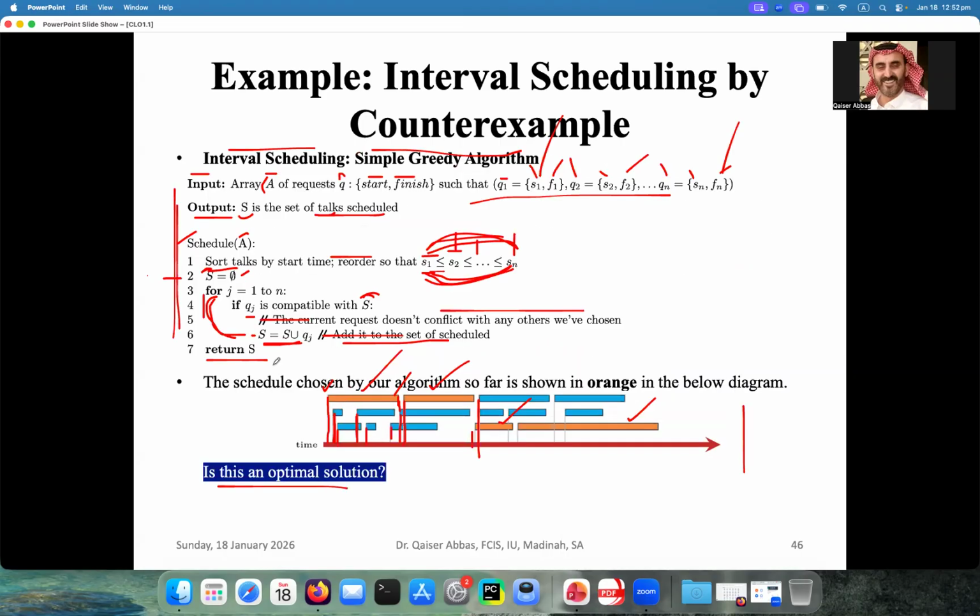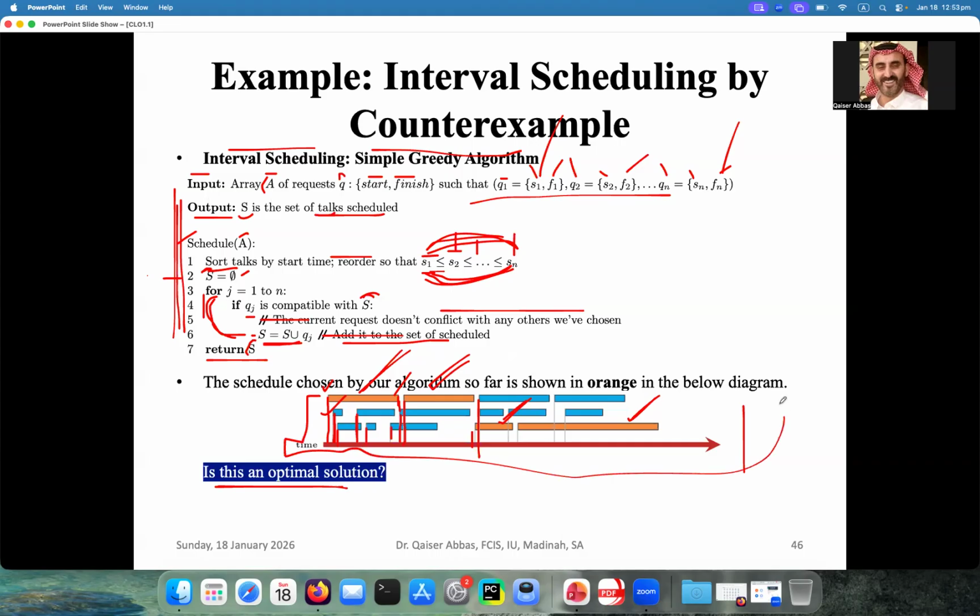Anyhow, so is this an optimal solution? Because this algorithm is giving us solution S with 4 tasks which are highlighted in orange. So then this is not an optimal solution, because S2 is already given as an input with 6 tasks. So then this answer is not optimal. So then this algorithm is not correct. Okay. This is an example on this algorithm.